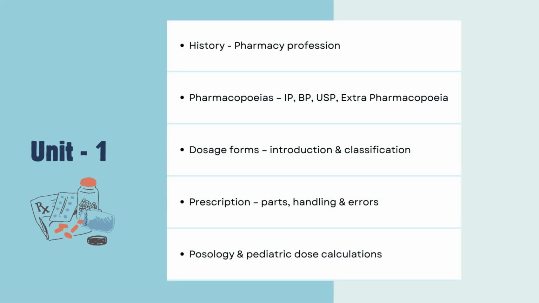Our pharmaceutics syllabus is divided into 5 units. Unit 1 teaches the basic things every pharmacist must know. First, history of pharmacy. We learn how pharmacy started and how it became a profession. Next, pharmacopoeia. These are the official books that give rules and standards for medicine. Next, we will learn what dosage forms are available. Next, how to handle the prescription, and lastly, posology. We learn how to calculate the correct dose of medicine, especially for children.